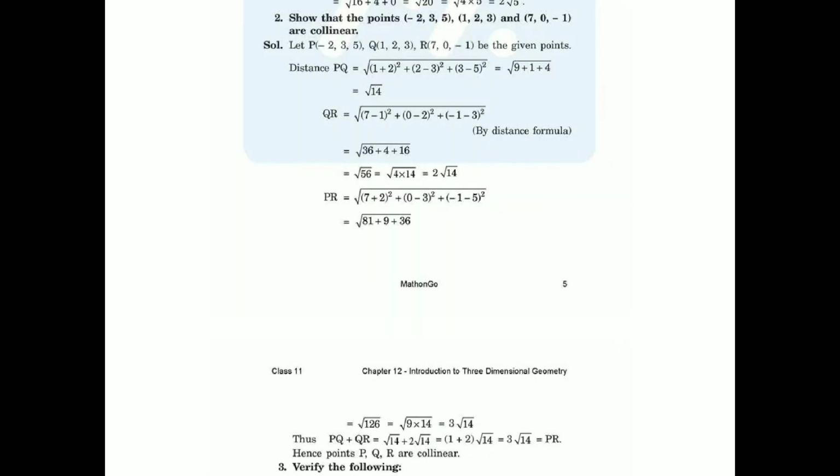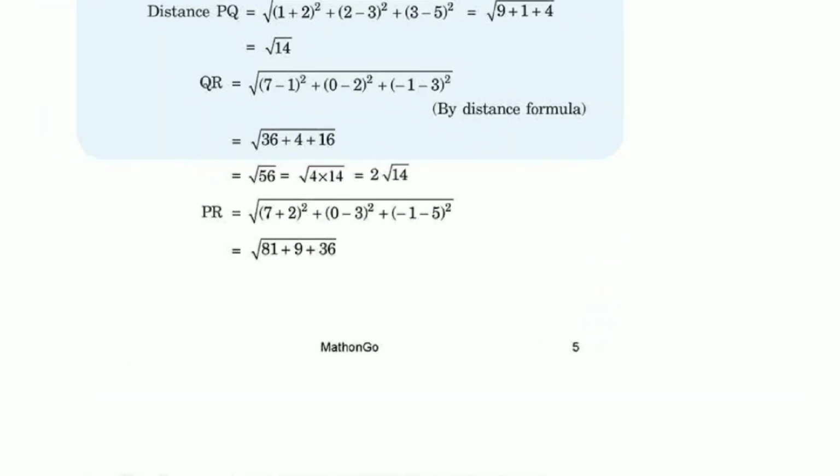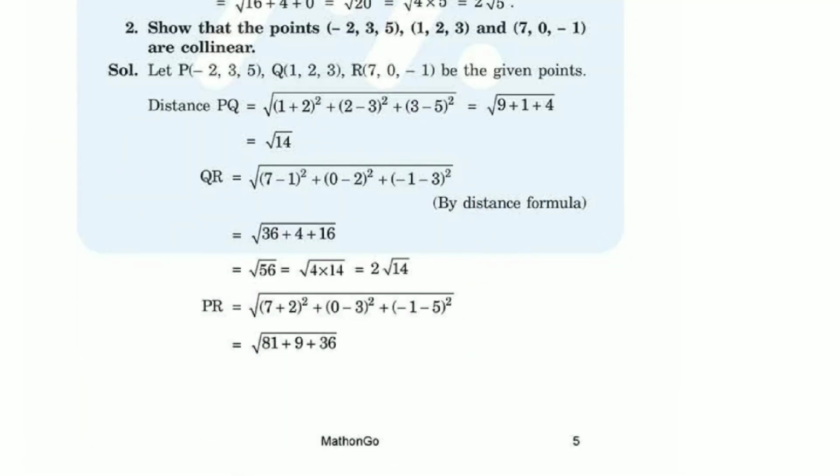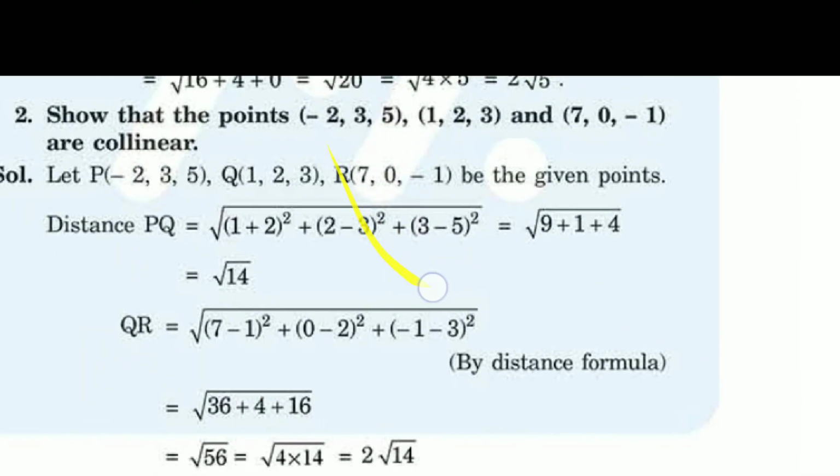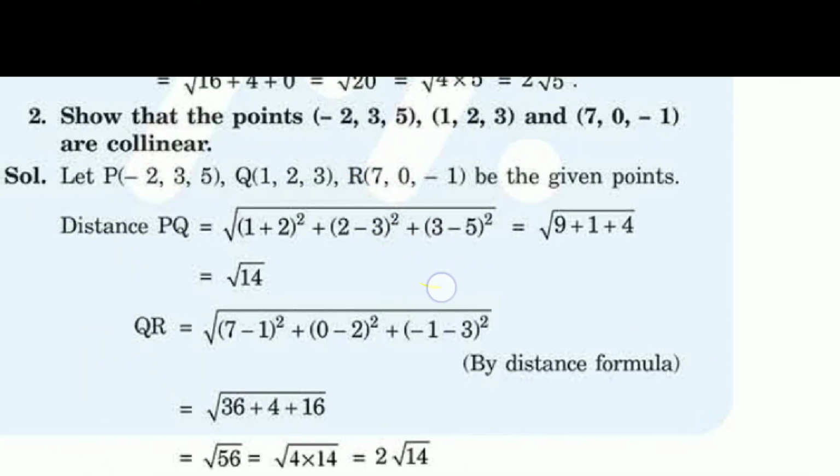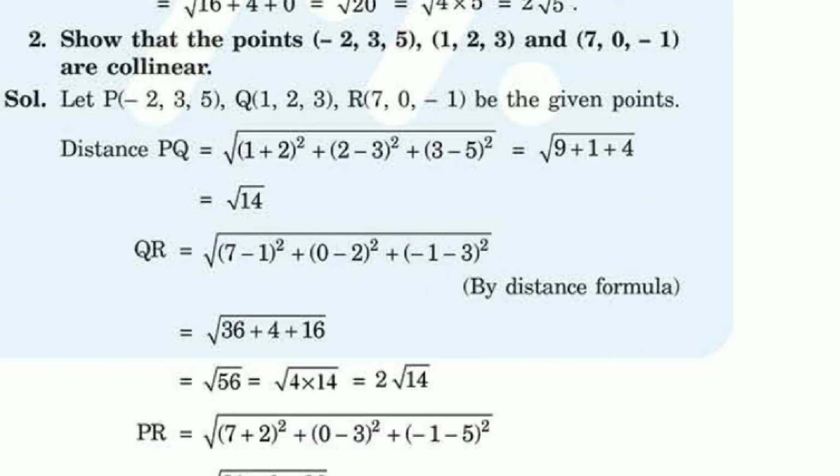Question number 2. Now, in question number 2 also, if you check, what is the question? Show that the 3 points given to you are collinear. It's just like example 4 that I have explained right now. First you name the points P, Q, R. Then you find out the 3 distances PQ, QR and PR.